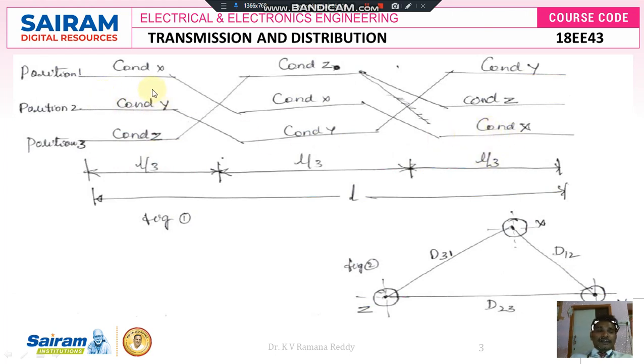If you see that conductor Y is at position 2 at tower A, is transposed to position 3 at tower B, that is conductor Y. Again this conductor Y at tower B, that is position 3, is transposed to position 1 at tower C. Then look at that conductor Z at position 3 at tower A is transposed to position 1 at tower B, that is conductor Z. Again this conductor Z is transposed to position 2 at tower C.